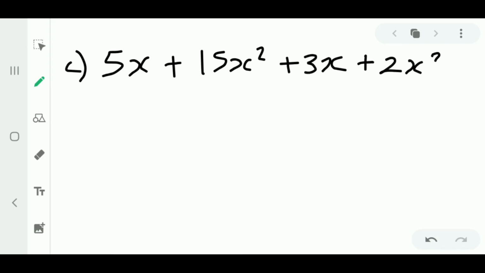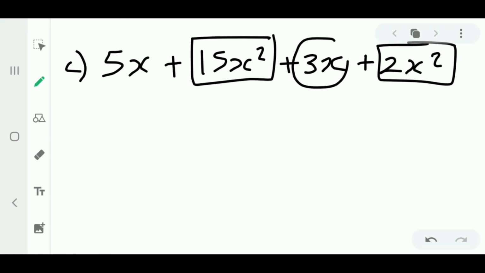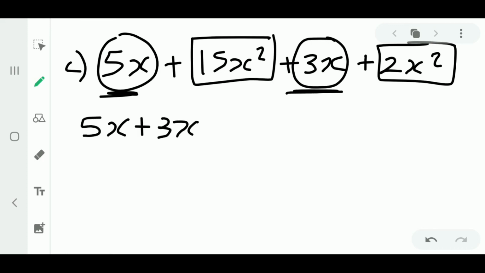Let's say we have 5x plus 15x squared plus 3x plus 2x squared. Now, I want you to realize that there are different powers here. So you look for the powers that are alike. This and this, this and this. Also pay close attention to the signs in front of each of these. So for the 5x, we have a positive 5x and we have a positive 3x. So we group those together. We have a positive 15x squared and a positive 2x squared.